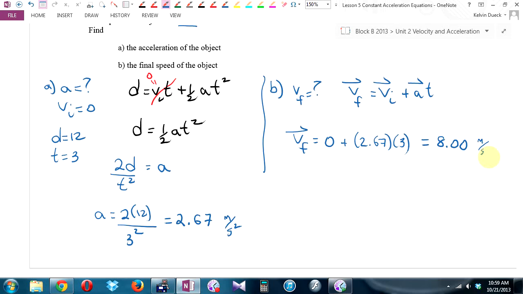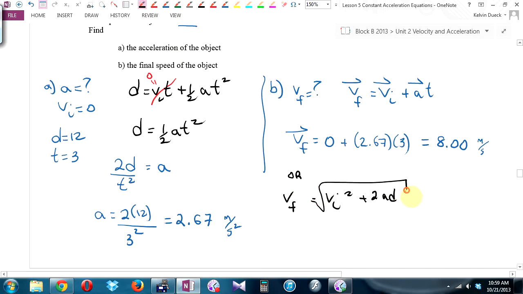Okay, put your pencils down for a second, but here's how I could check my answer. I could go VF squared equals VI squared plus 2AD. How do I get rid of a squared? Square root both sides. And I could go VF equals the square root of 0 squared plus 2 times 2.666. I'll carry a few extra sixes in there.